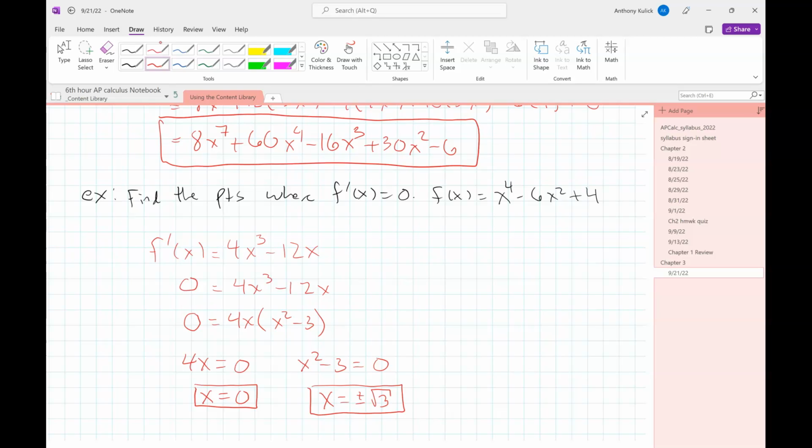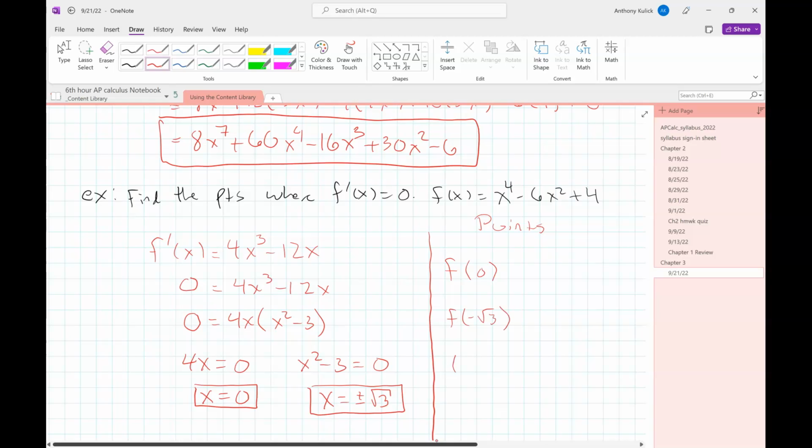Am I done? Why not? Yeah, we need to find the y's as well. Where are we going to plug these x's in to get the y's? I have to plug them into f. Yeah. What are these points where the derivative is 0? What are those going to be representing? Places where the tangent is a horizontal line. Great. Or they could be potential extrema. Maxes and mins, potentially.